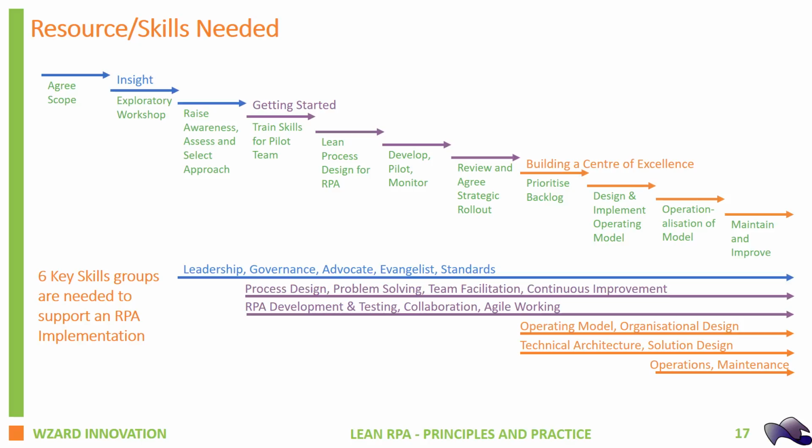And it's a very similar picture, that the skills you're going to need at the very beginning to raise awareness and select the approach are more around leadership, standards and governance. And only when you start getting started do the skills of process mapping, process improvement, and RPA development, testing, and collaboration kick in. And you don't have to worry too much about the operating model while you're piloting. It's one of the criteria you can put out of scope and revisit from the conclusions that you find. But by the time you reach the point when you're starting to think about building a Centre of Excellence, then the skills of operating model and organisational design, the technical architecture and solution design for long-term support, and the operations maintenance are all skills that are going to be essential.